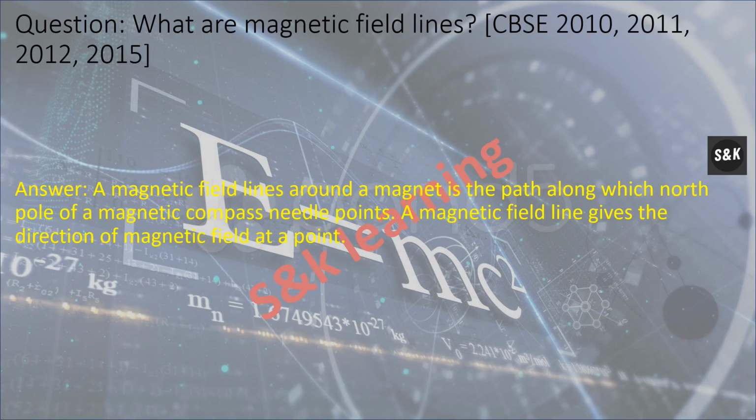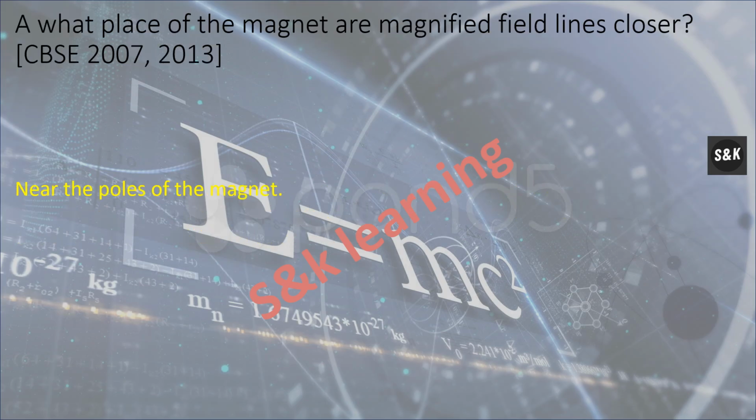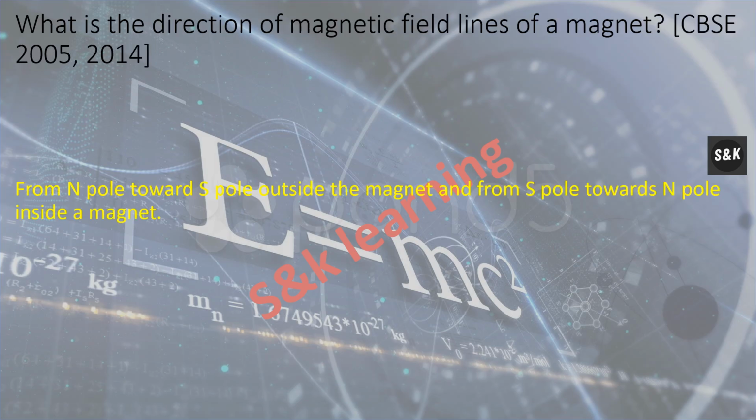Question: what are magnetic field lines? A magnetic field line around a magnet is a path along which the north pole of a magnetic compass needle would move. A magnetic field line gives the direction of the magnetic field at a point. At what place of the magnet are the field lines closer? Near the poles of the magnet. What is the direction of magnetic field lines of a magnet? From the N pole towards the S pole outside the magnet and from the S pole towards the N pole inside the magnet.